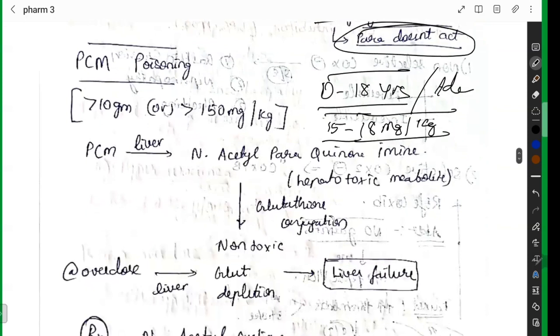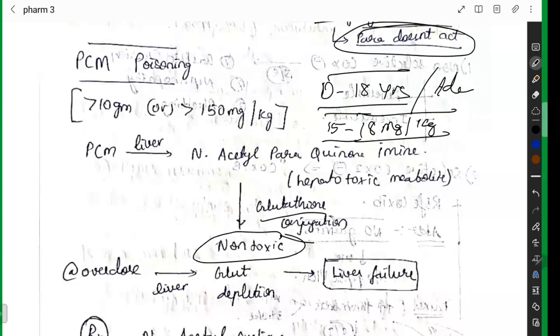So what happens to the paracetamol? It enters your liver and gets converted to N-acetyl-p-benzoquinone imine, NAPQI. This is a hepatotoxic metabolite. It undergoes glutathione conjugation, which converts it into a non-toxic form. So when the toxic substance combines with glutathione, it is converted into a non-toxic drug.